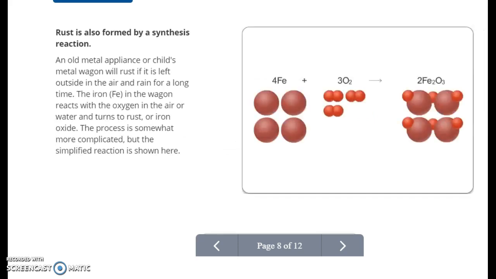Rust is also formed by a synthesis reaction. An old metal appliance or a child's metal wagon will rust if it is left outside in the air and rain for a long time. The iron, Fe, in the wagon reacts with the oxygen in the air or water and turns to rust or iron oxide. So multiple reactants, how many products? One. The process is somewhat more complicated, so there is a little bit more to it, but this is a simplified version of it.